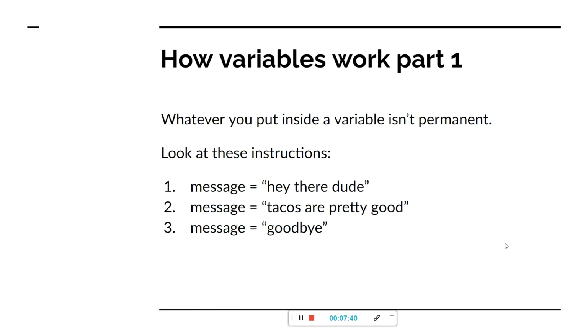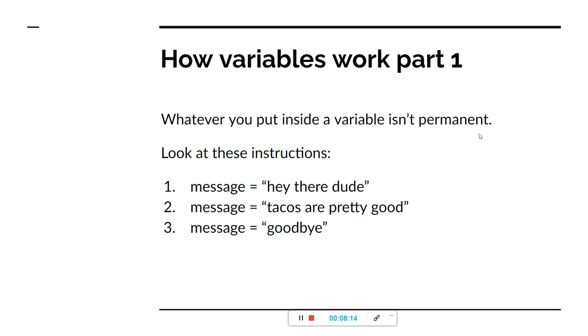Okay, so now we're going to get into the nitty gritty. Whatever you put inside a variable isn't permanent. And what does that mean? So let's look at these instructions. Message equals hey there dude. What's happening is we're taking the words hey there dude, and putting them inside the variable message. And then here we're taking the words tacos are pretty good and putting them inside the variable message. And then in the third instruction, we're taking the word goodbye and putting it inside the variable message.